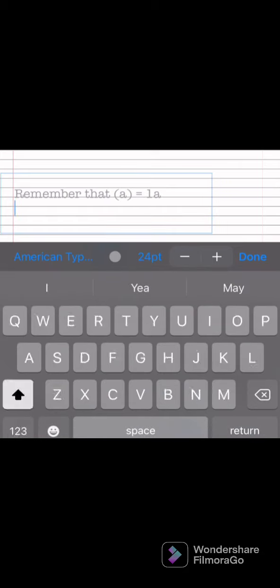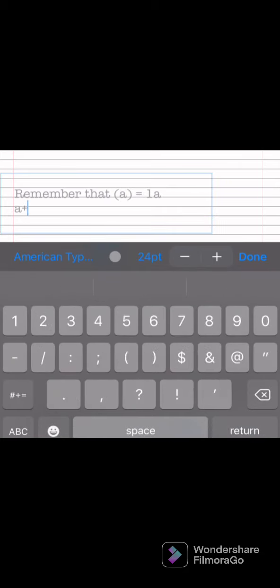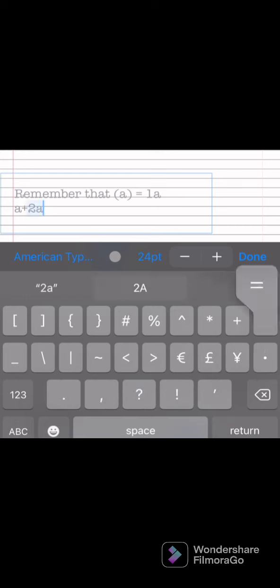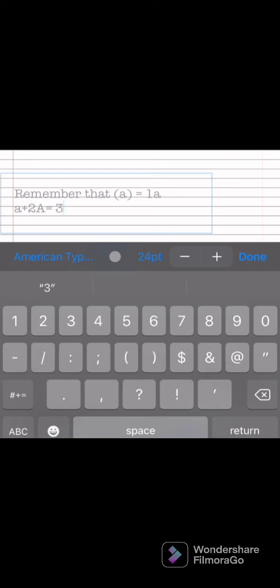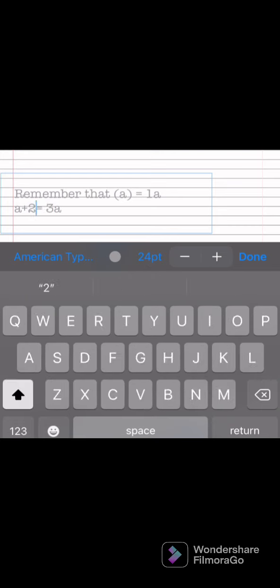So if I told you a plus 2a equals 3a. Remember that the like terms must be the same unit.